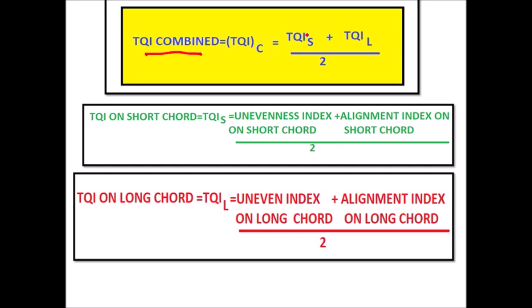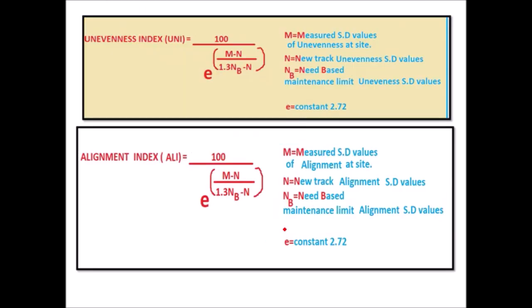So overall what we have seen, to calculate TQI combined, we require TQIS and TQIL. TQIS means track quality index over short chord, TQIL track quality index over long chord. Now to calculate TQIS, short chord, we require unevenness index on short chord and alignment index on short chord. Similarly, to calculate TQI over long chord, we require unevenness index over long chord and alignment index over long chord, right?